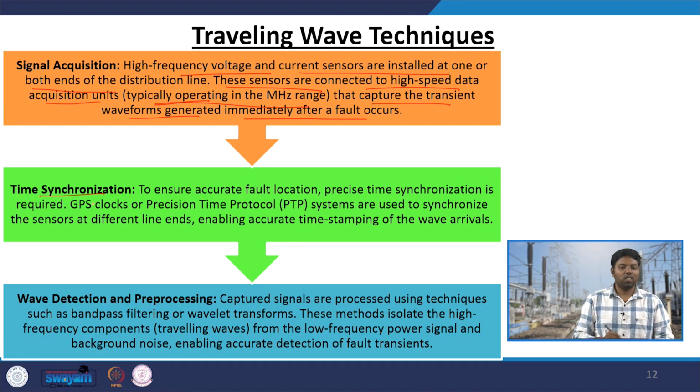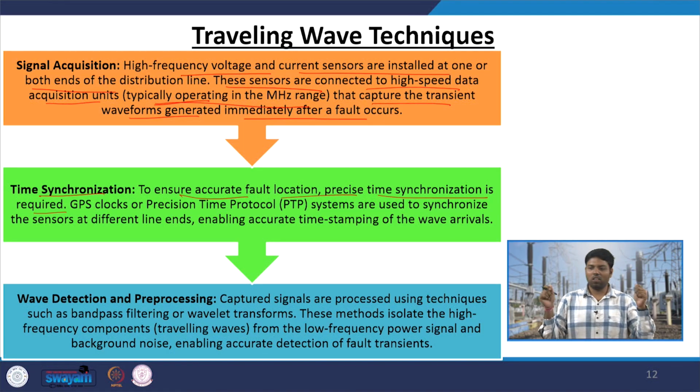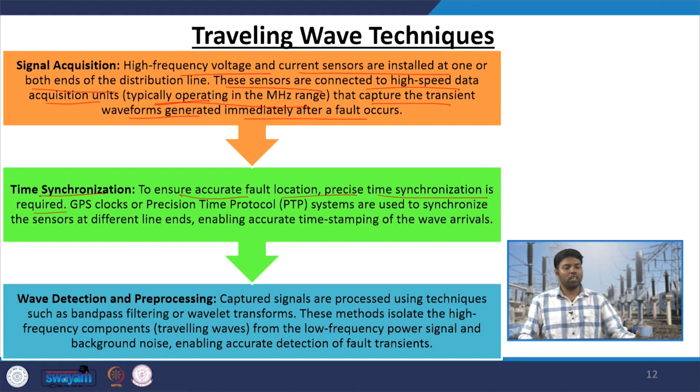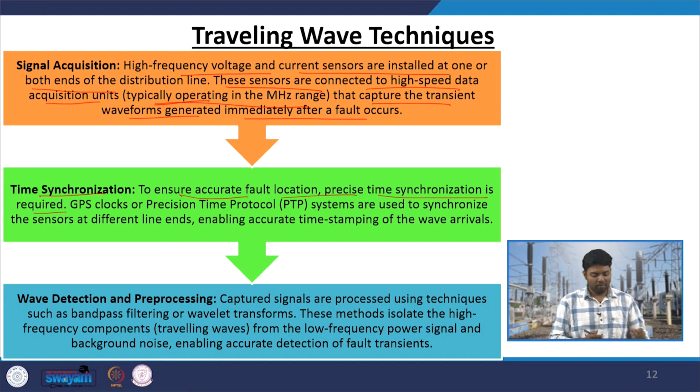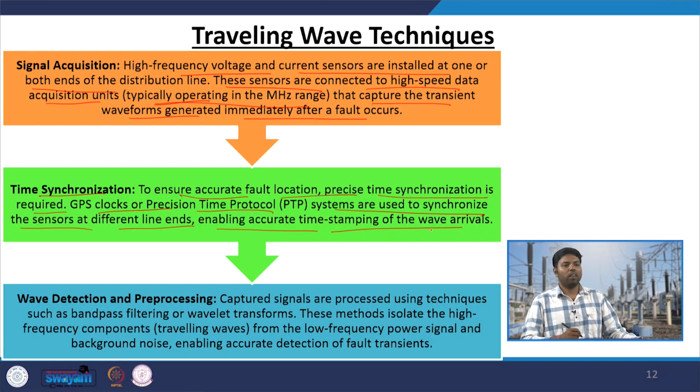Then time synchronization. To ensure accurate fault location, precise time synchronization is required. That means if you take the data from both sides, the clock of those sensors or time measuring instruments has to be the same. Then only you will get the system data at the same time from both sides. So, GPS clocks or precision time protocol systems are used to synchronize the sensors at different line ends, enabling accurate time stamping of the wave arrival.